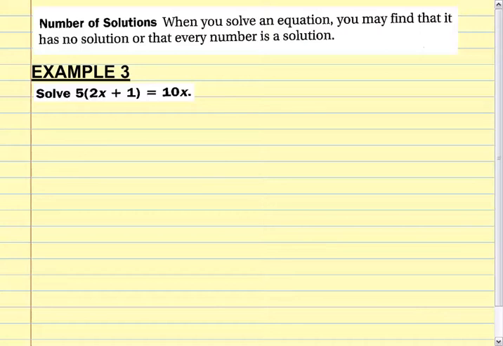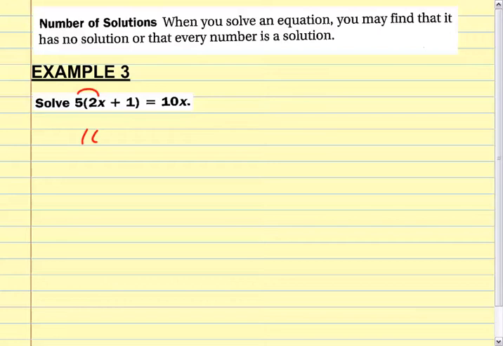Okay? Example number 3 says, solve this. What would you do, Joanna? Yeah, because what do I always do before I solve? I always simplify before I solve, and that's PEMDAS. Okay, so let's distribute. What do I get, Joanna? That's 10x. Good. And then what? 5 times 1 is plus 5 is equal to 10x.